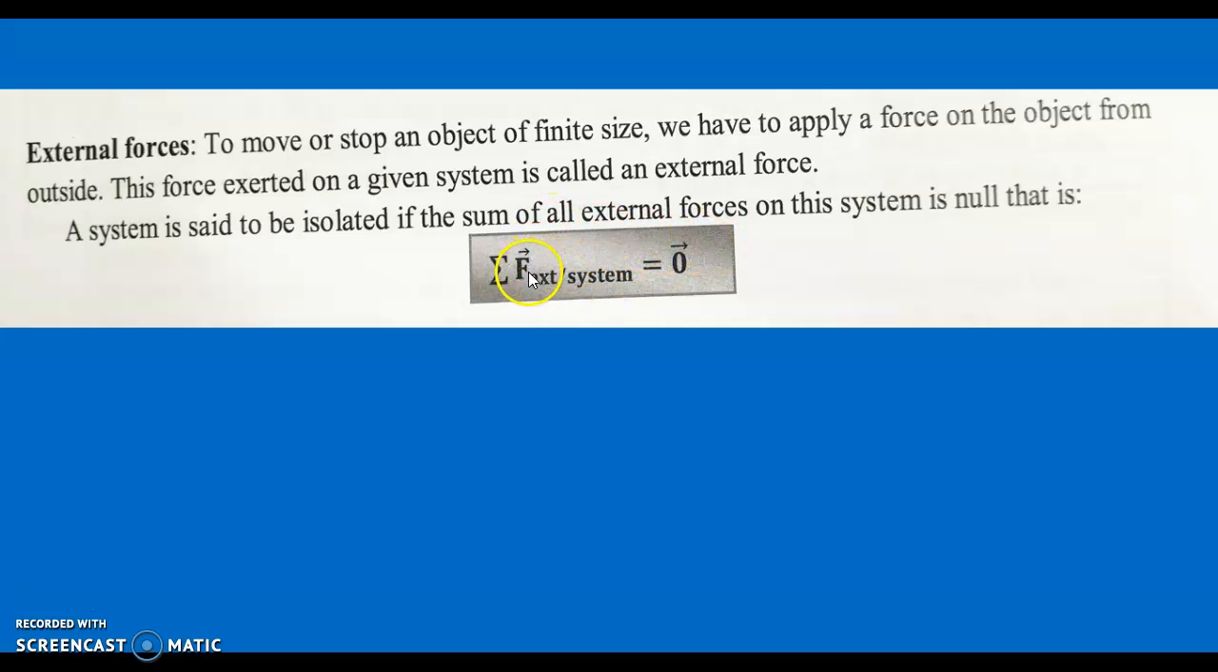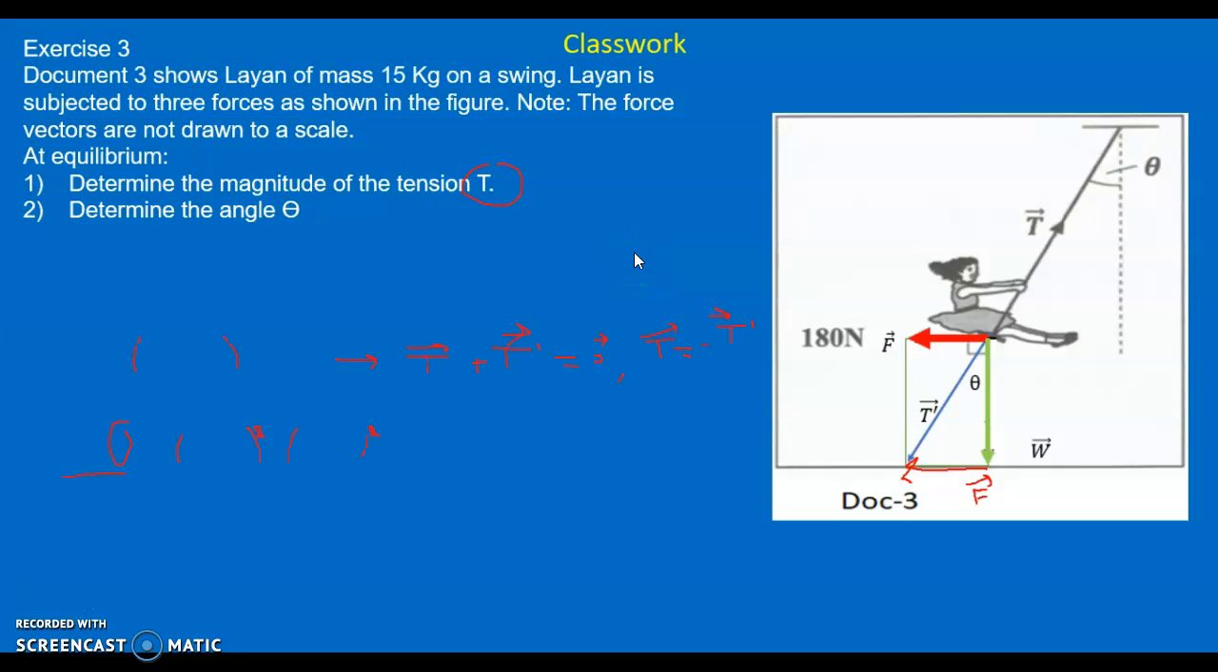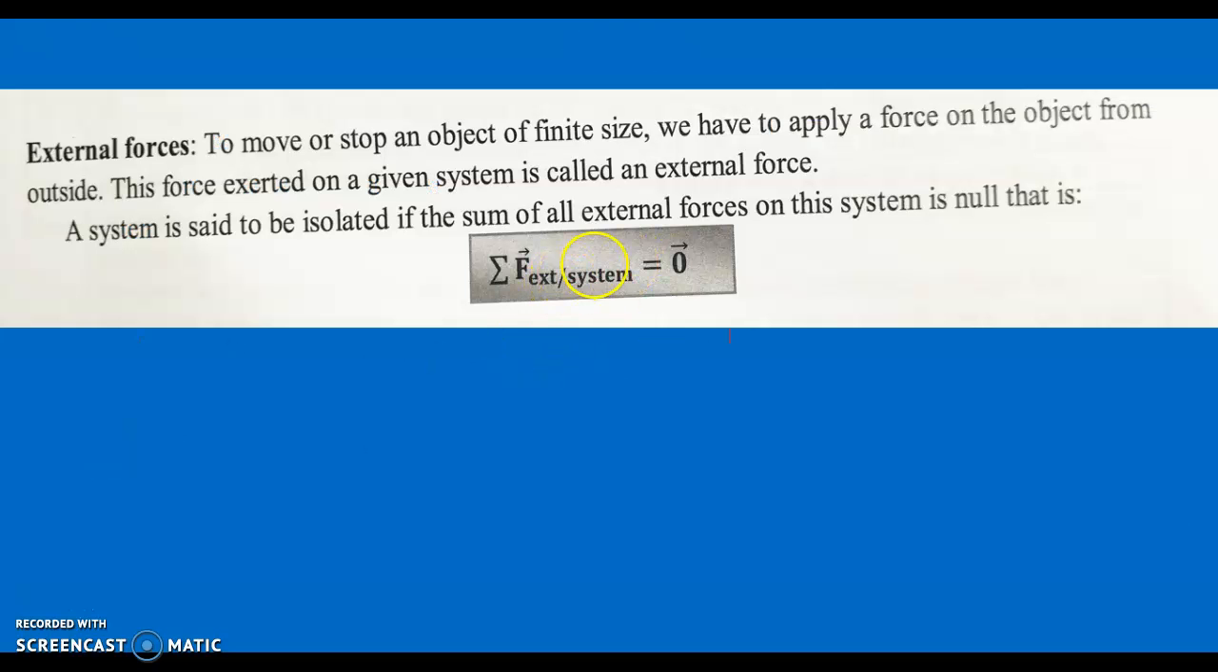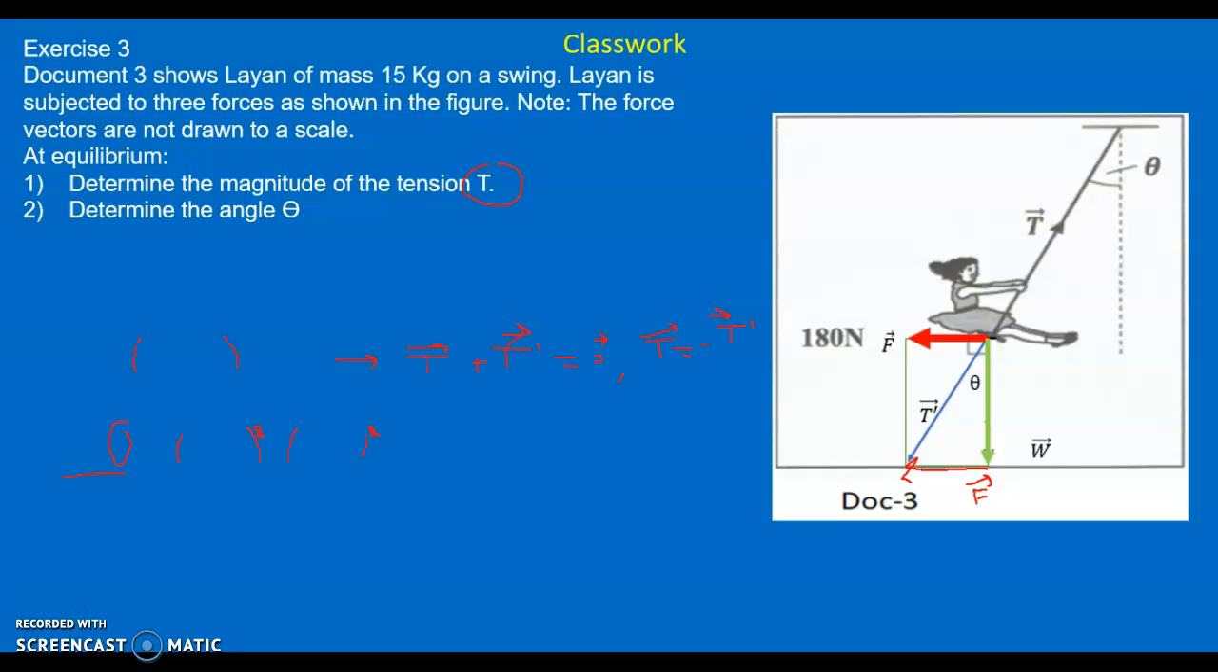And this general expression is an expression for vectors. So we have to deal here with the forces as vectors. This means that when we have a summation of vectors equal to the zero vector, the sum of all the x components should be zero and the sum of all the y components should be zero.